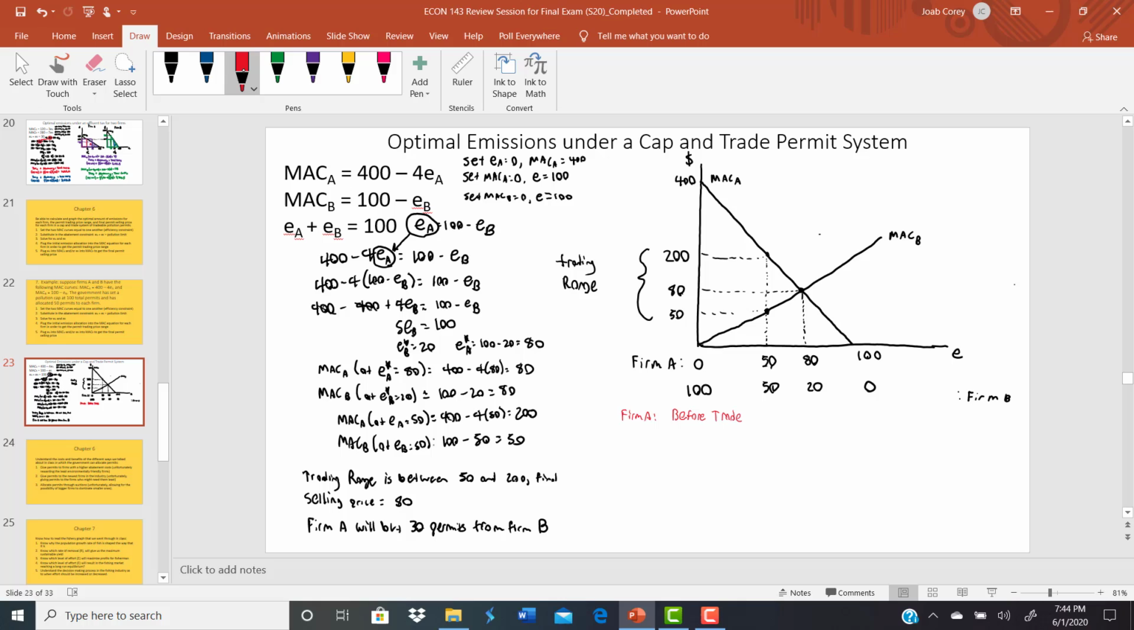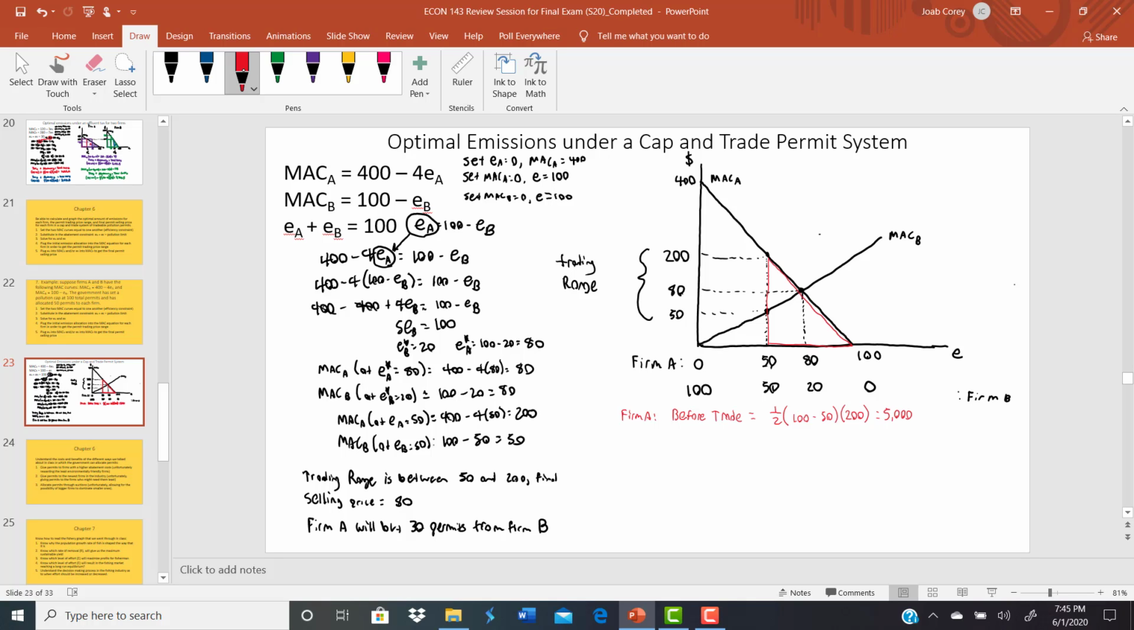And so to look at firm A before trade, we just need to figure out their abatement cost before they are trading permits, which is basically the area under their marginal abatement cost curve at 50 permits. So when you're looking at this abatement cost for firm A, this is the area that you're looking at here. Before trade, it is 1/2 of 100 minus 50 times the height of that triangle, which is 200. So they're getting rid of 50 emissions, and 200 is the height of that triangle, so that's 1/2 of 50 times 200, which is equal to 5,000.